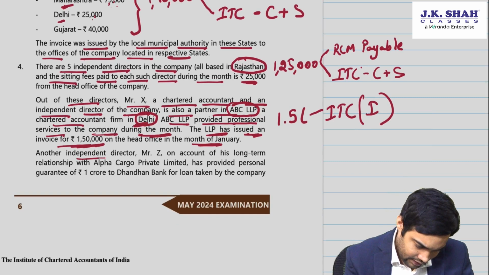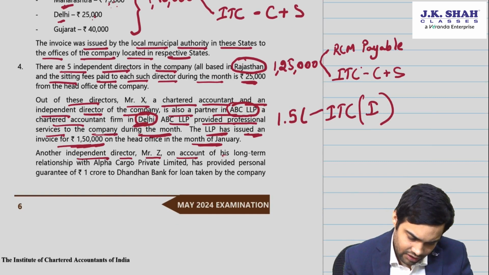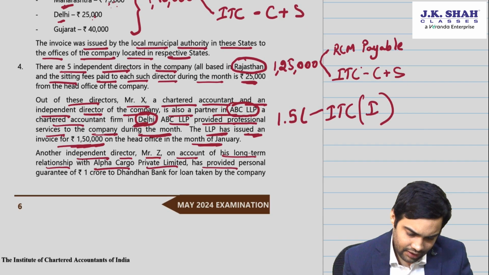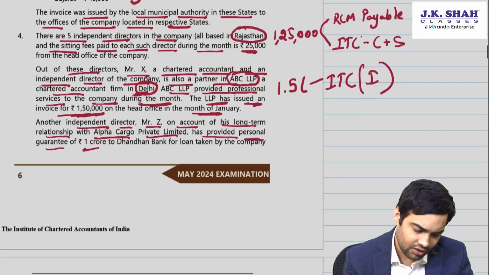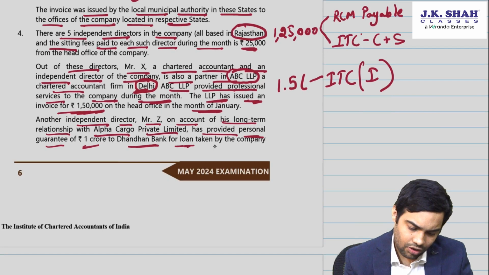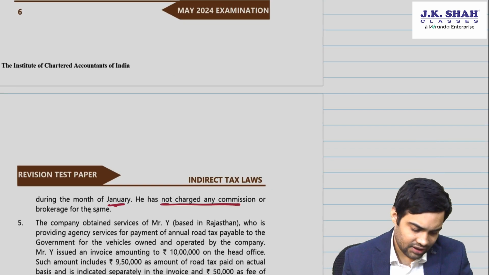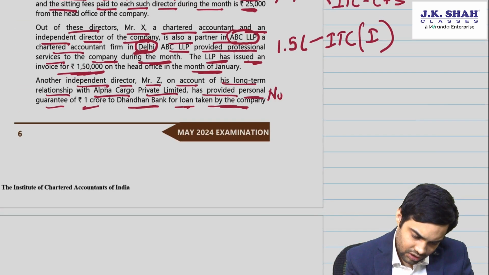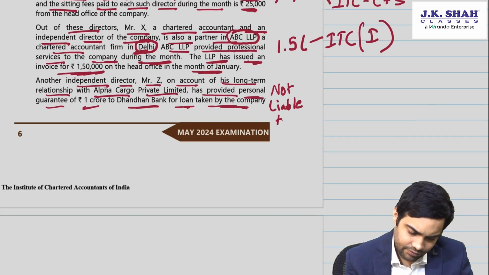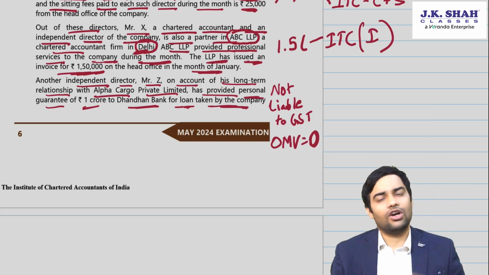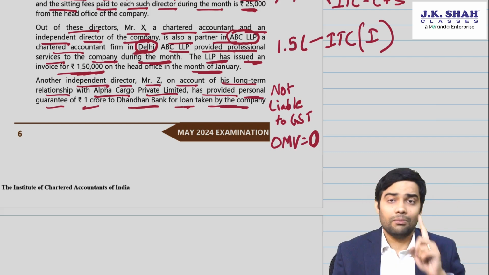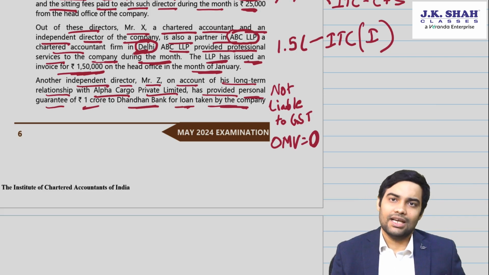Okay. Another independent director, Mr. Z, on account of his long-term relationship with Alpha Cargo Private Limited, has provided a personal guarantee of 1 crore to Dhan Bank for a loan taken by the company. During the month of January, he has not charged any commission. Whether GST will apply? No, it's not liable to GST, as open market value will be 0. It's a supply but not liable because open market value will be 0 based on RBI and CBIC circular read together.